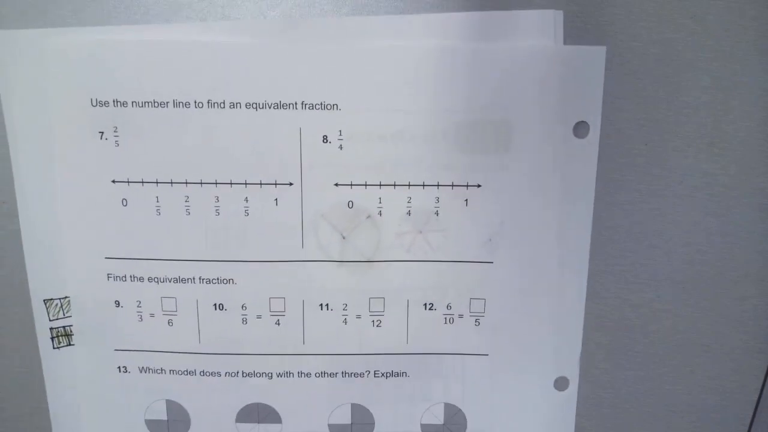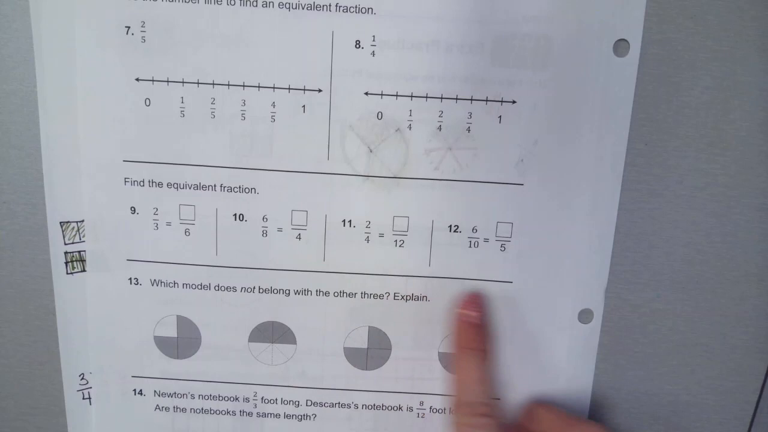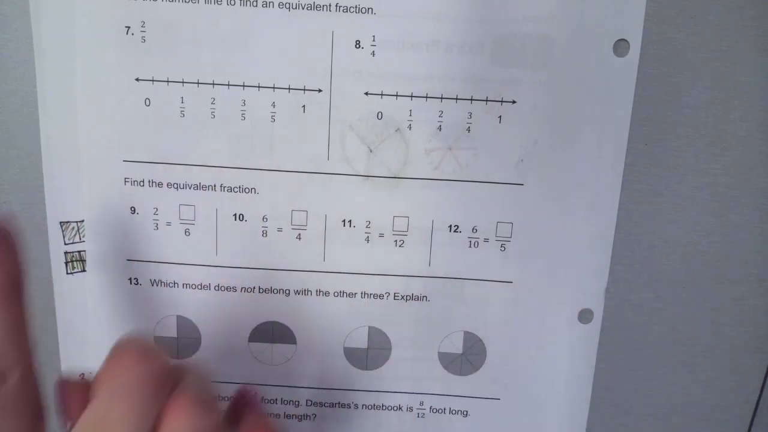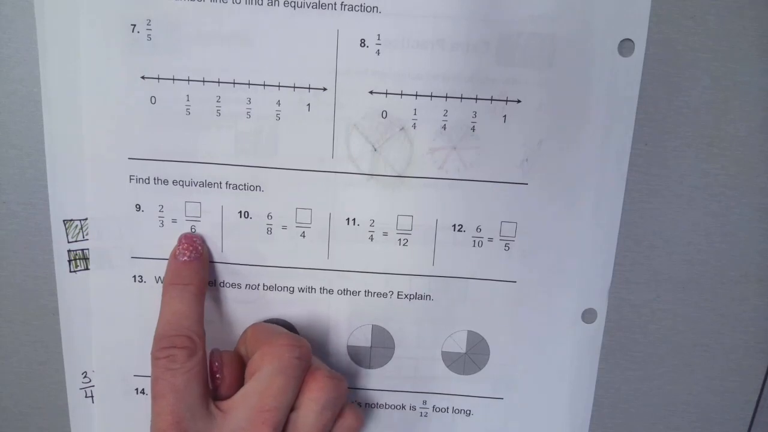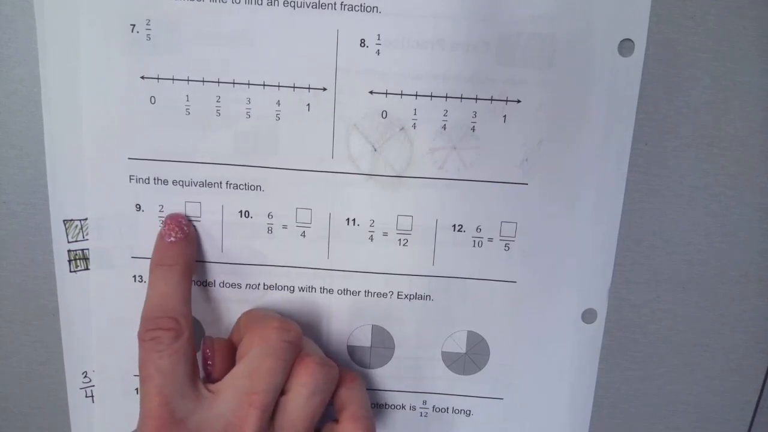On the back, you will also see some number lines. Then you will see some that are like how Charlie was talking about, how you got to figure out 3 times what is 6, and whatever you do to that, multiply the top by the same thing. Okay?